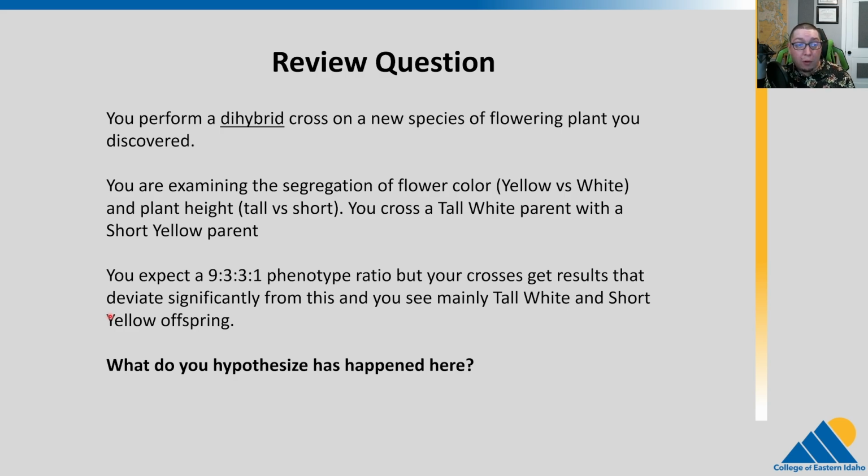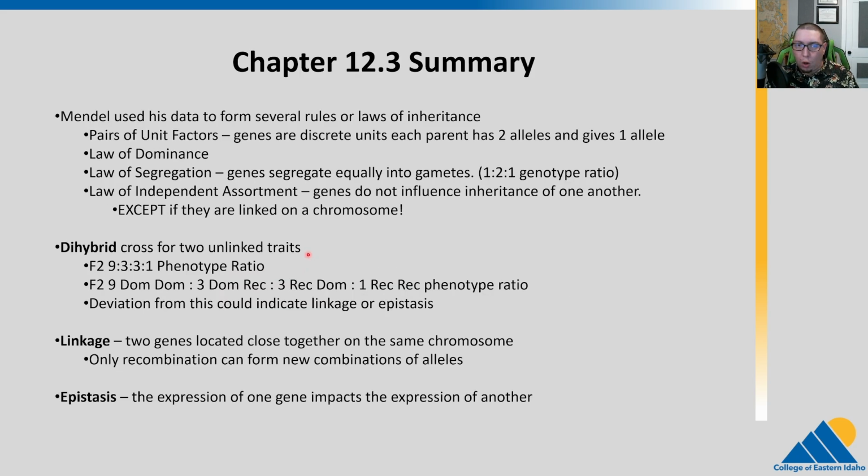All right, well, hopefully when you saw that the ratio deviated from the expected results, you thought gene linkage, right? In this case, it's most likely that the gene for flower color is linked to the gene for plant height, and that's why it's deviating from that ratio. All right, so let's wrap up here.